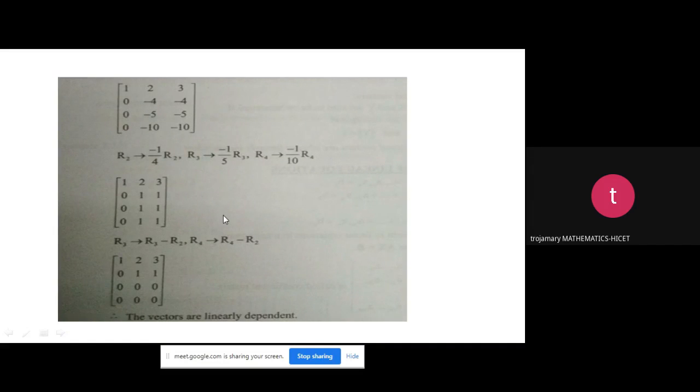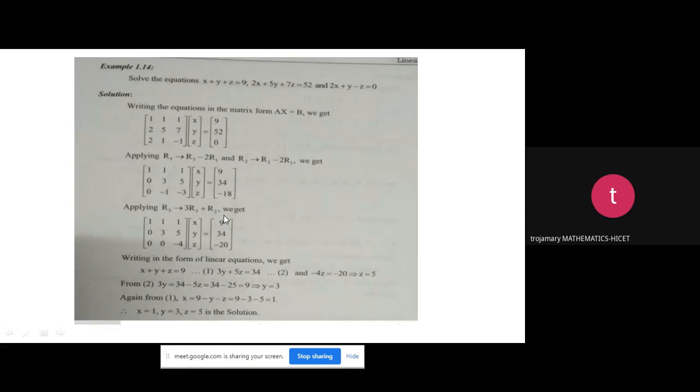So the given vectors are linearly dependent also, right? Now solve the equation x plus y plus z equal to 9. I think Cramer's rule is one of the methods to solve simultaneous linear equations, right? System of linear equations, the Cramer's rule. From Cramer's rule, we find delta, del x, del y, del z, then x equal to del x by delta, y equal to del y by delta, and z equal to del z by delta.